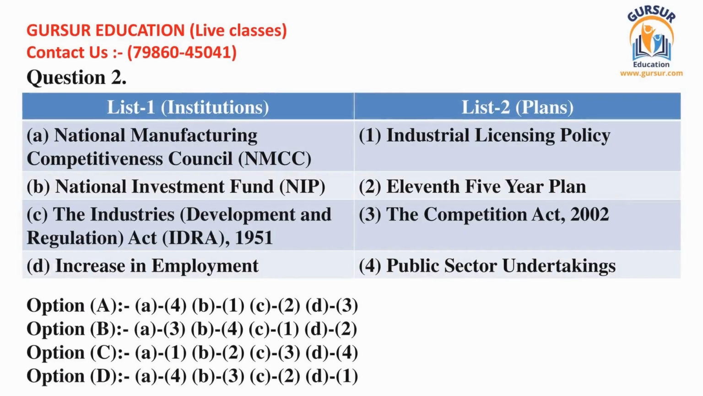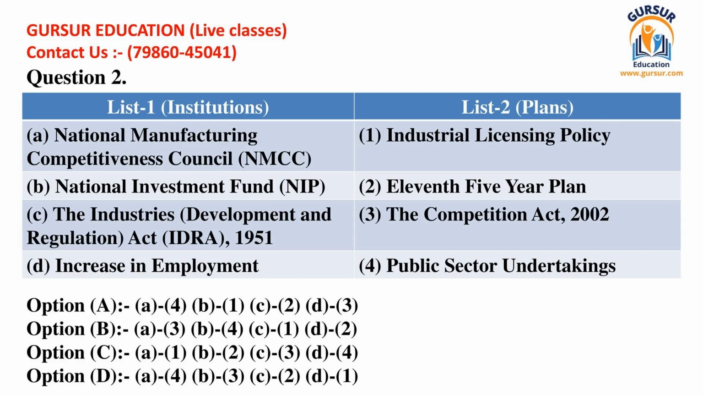Question number 2. Two lists are given in this question. You have to match correct items of list 1 with correct items of list 2. The list 1, institutions, contains the following items. A. National Manufacturing Competitiveness Council, NMCC. B. National Investment Fund, NIF. C. The Industries Development and Regulation Act, IDRA, 1951. D. Increase in employment.